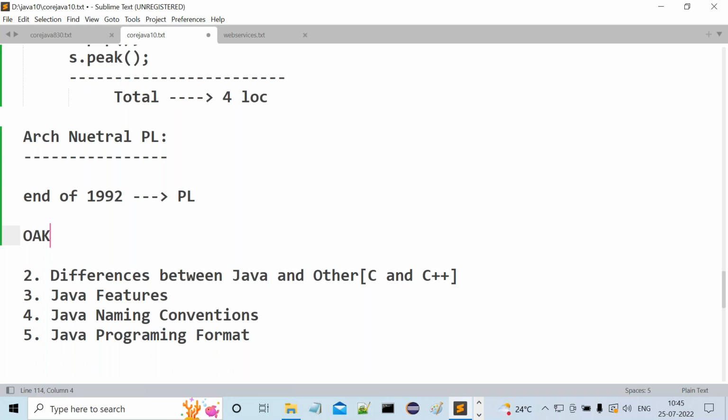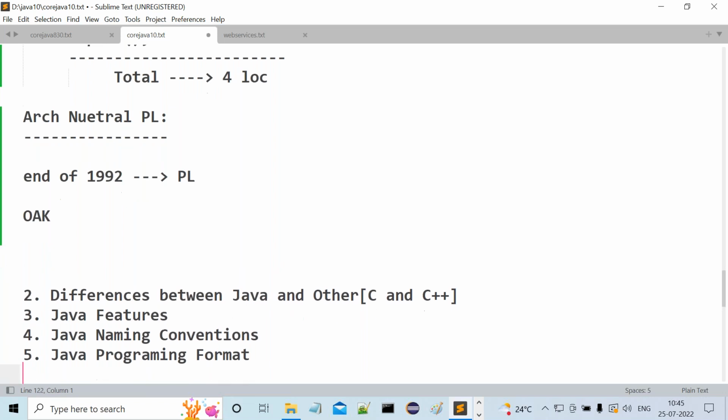Again, the Sun engineers, the Green project people, were searching for a name for this new programming language. Meanwhile, what happened? All the Green project people, 25 members, used to go to their cafeteria. They used to take one brand labeled coffee. The name of that coffee is Java.